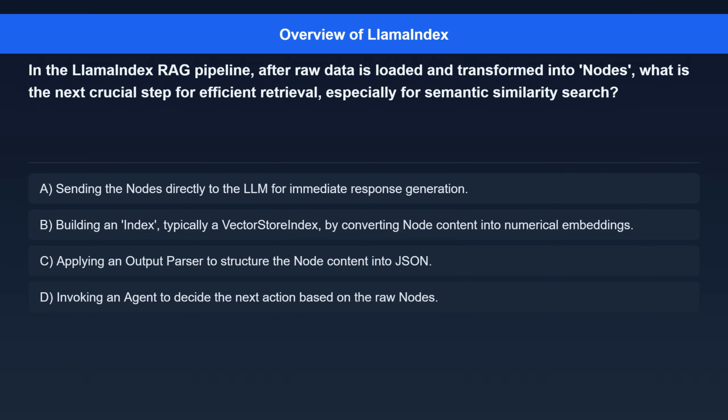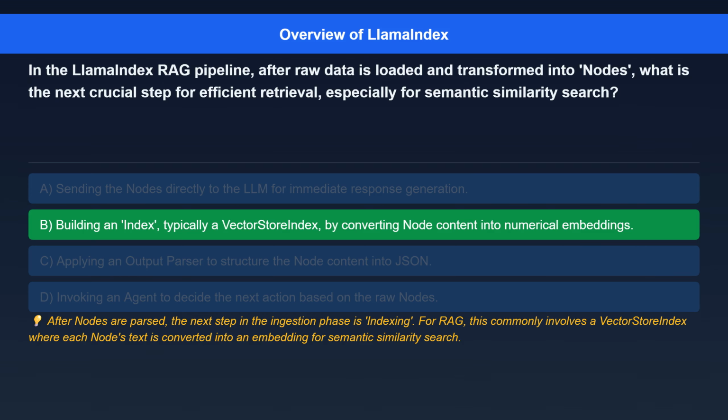Question 2. In the LlamaIndex RAG pipeline, after raw data is loaded and transformed into nodes, what is the next crucial step for efficient retrieval, especially for semantic similarity search? Option A. Sending the nodes directly to the LLM for immediate response generation. Option B. Building an index, typically a vector store index, by converting node content into numerical embeddings. Option C. Applying an output parser to structure the node content into JSON. Option D. Invoking an agent to decide the next action based on the raw nodes.